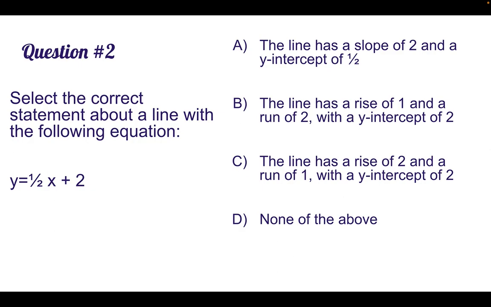Question number 2. Select the correct statement about a line with the following equation. Y equals half x plus 2. If you answered B, you are correct. Because if we look at the m value on this, it's 1 over 2. So the rise is 1, the run is 2, and the b value here is 2, meaning the y-intercept is 2. So the line has a rise of 1 and a run of 2 and a y-intercept of 2. B is your correct answer.